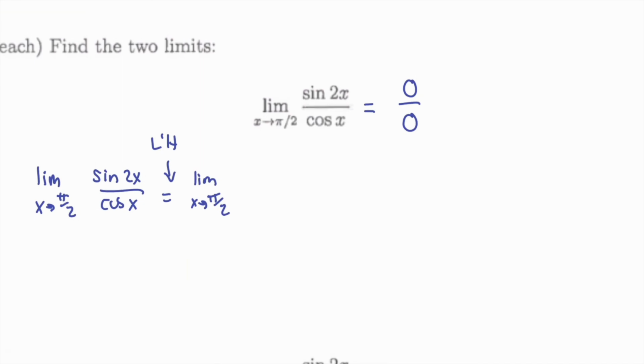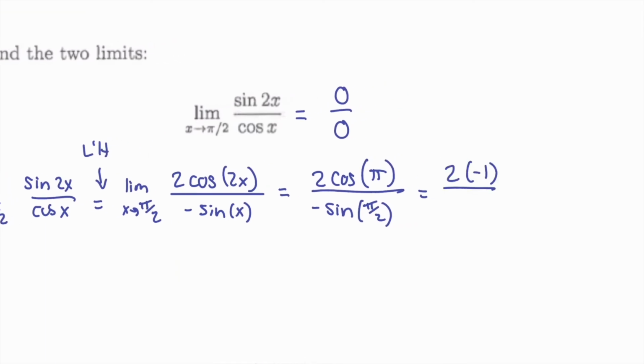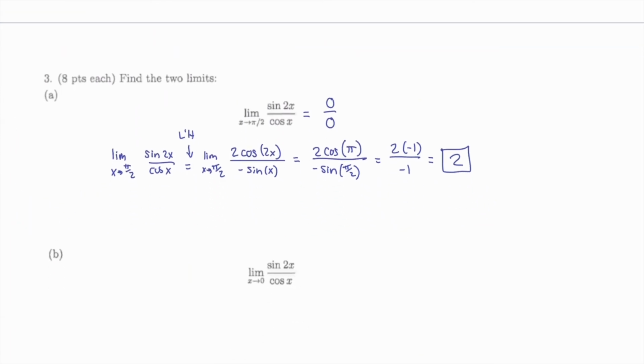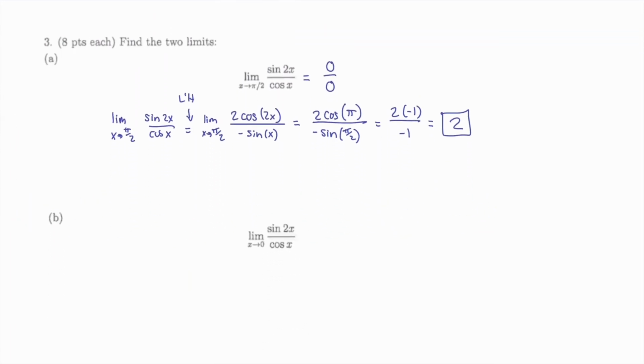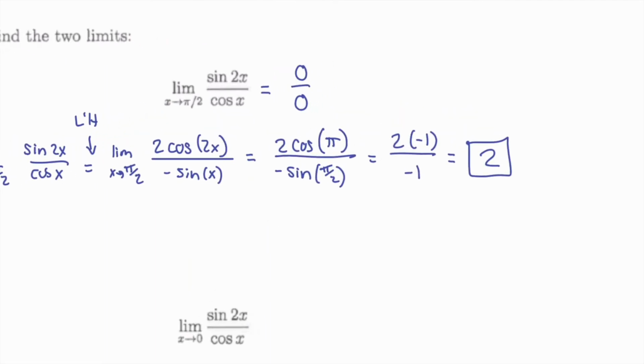So here we're going to get the derivative of our numerator over the derivative of our denominator. And now if we plug in pi over 2, we end up with 2 cosine of pi over negative sine of pi over 2. And all of that just evaluates to 2. Okay, so that's how we do our first problem here. And remember, for L'Hopital's rule, you can only use it if you have a form 0 over 0 or infinity over infinity.